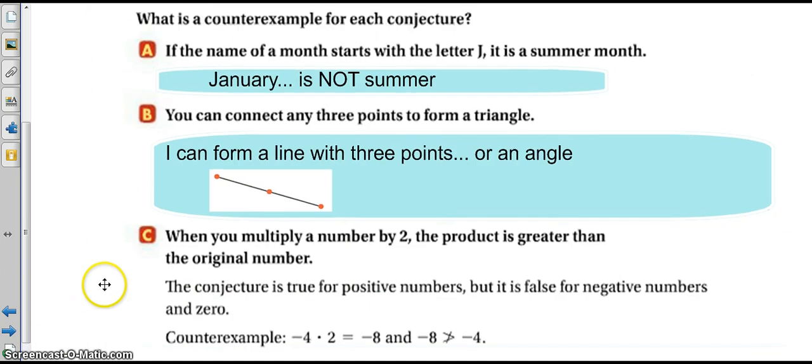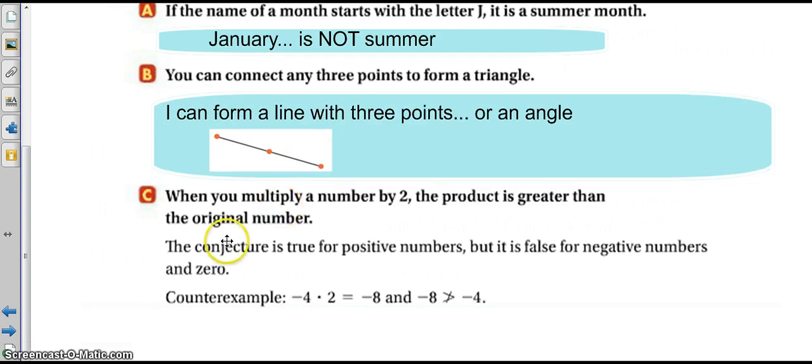So here are all my counterexamples. For a J month, January is not summer. For connecting 3 points, I can make a line, or we could just form an angle. And this conjecture only holds true for positive values, because if my original number is negative, then my resulting value is not bigger than the original. It is actually quite smaller. That is all the time I have for this topic.